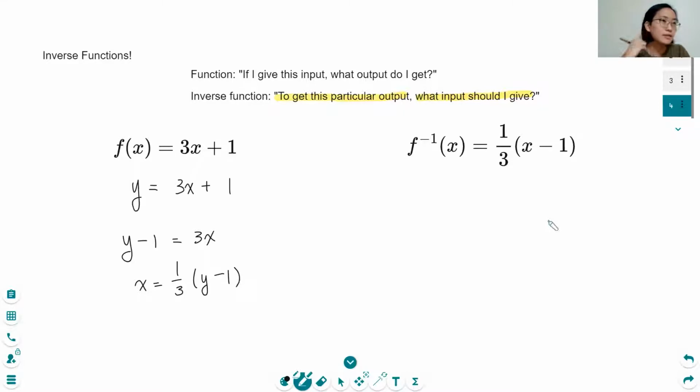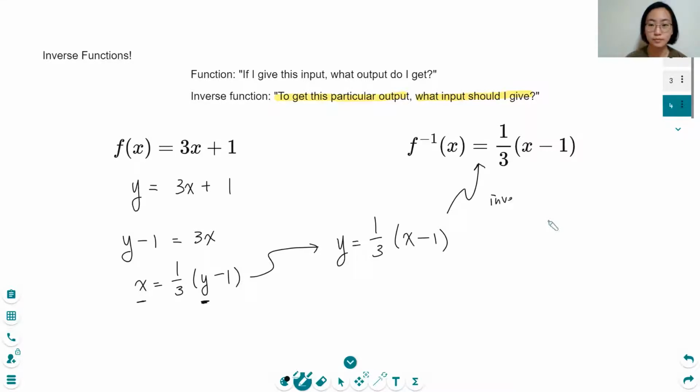What we want is an inverse function, and we actually have it right here. This is our inverse function because I flipped it over. Right now the input is y and the output is x. But that's a little confusing because our input was x before, so I'm going to switch the x and y. This is the inverse function. Here, x is the input and y is the output. That's why I switched this over.